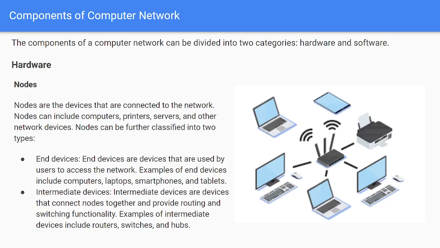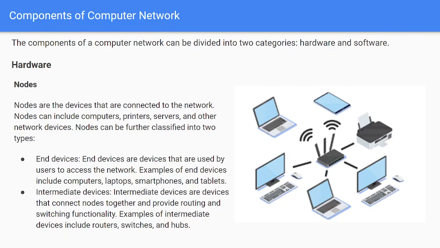Even when it comes to your routers, right? Your router is not an end device because you're not communicating directly with the router as an individual. The router basically just helps your computers, your laptops, your endpoint devices to be able to communicate to the network. So that's why there are two types of nodes: the end devices and the intermediate devices. The end devices are what you're using to access the network, while intermediate devices are used to connect the endpoints together.